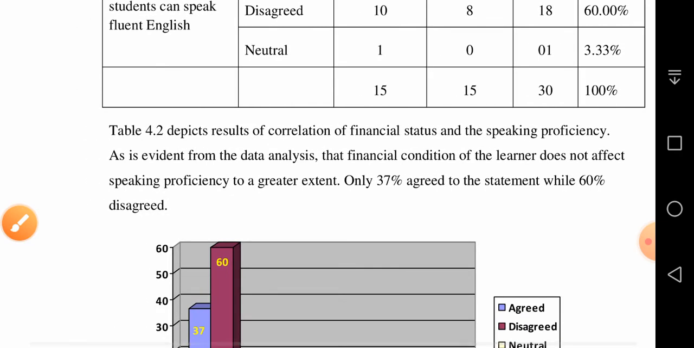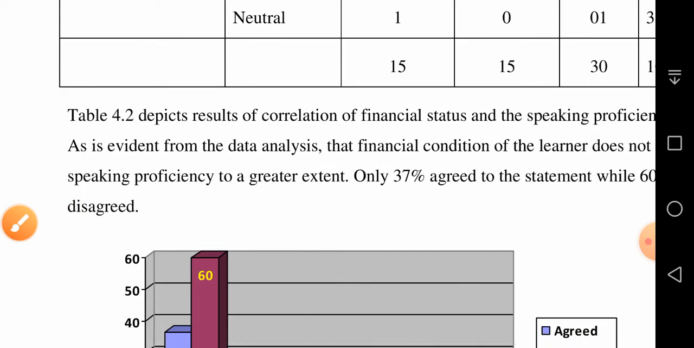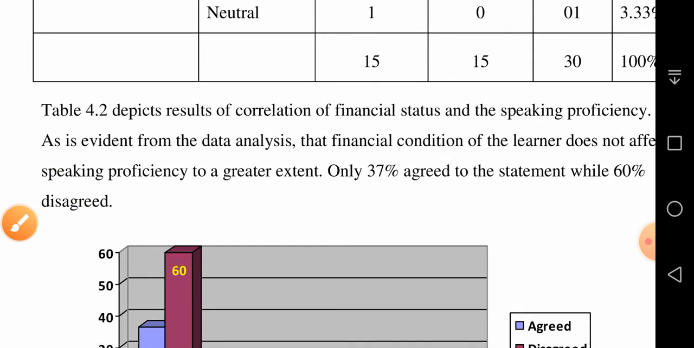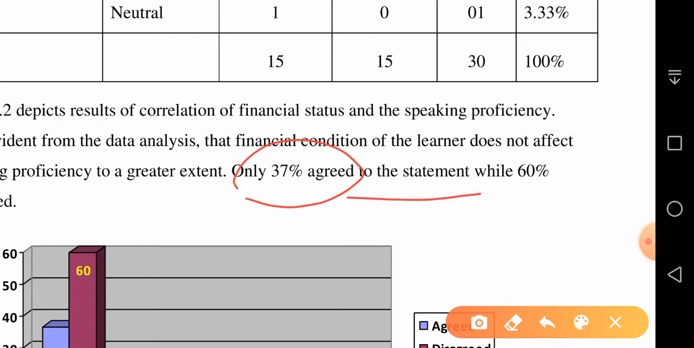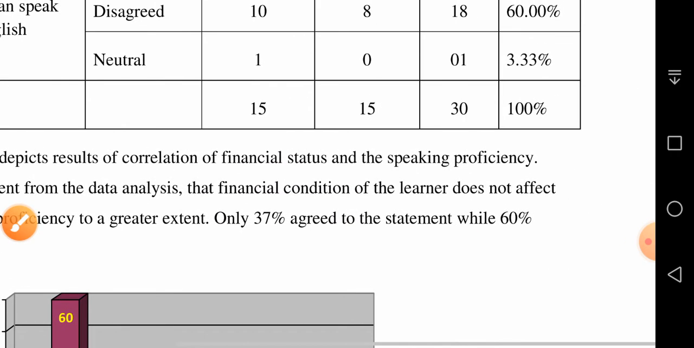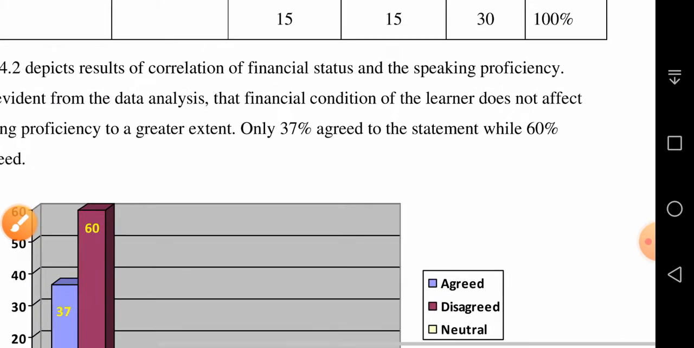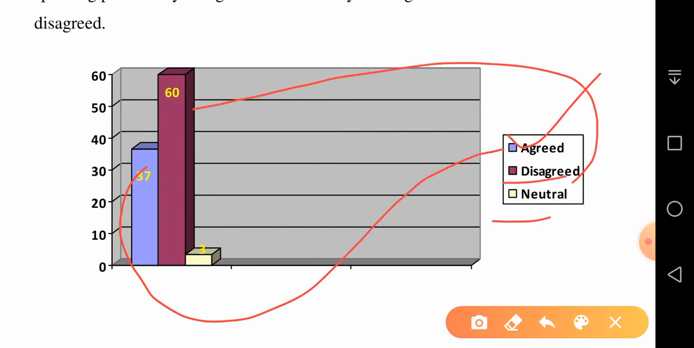So here is the interpretation. Table 4.2 depicts results of the correlation of financial status and speaking proficiency. As is evident from the data analysis, the financial condition of the learner does not affect speaking proficiency to a greater extent. Only 37% agreed to the statement while 60% disagreed. I am taking the data from here. Now graphic representation: agreed 37%, disagreed 60% and neutral 3%.